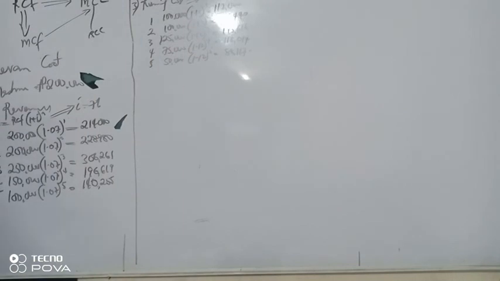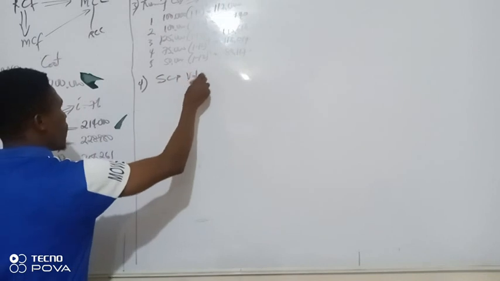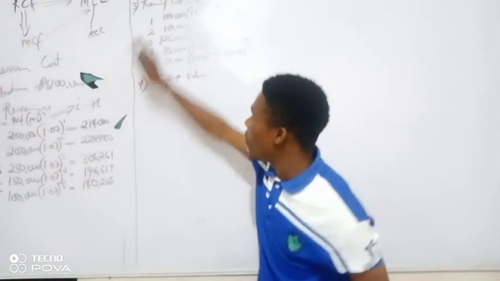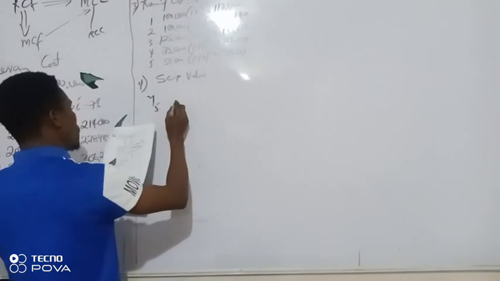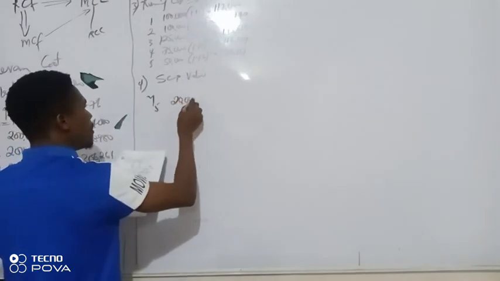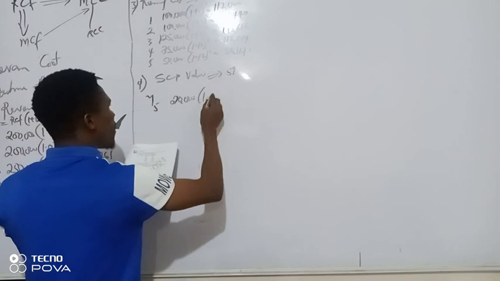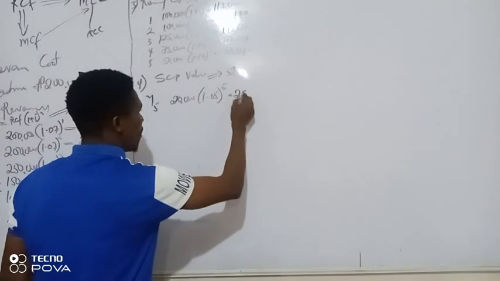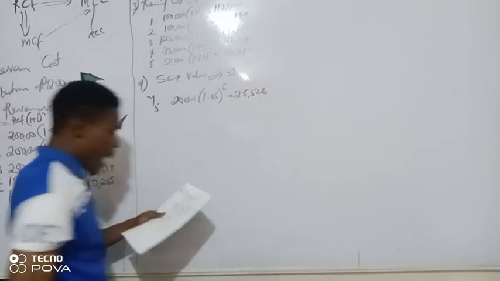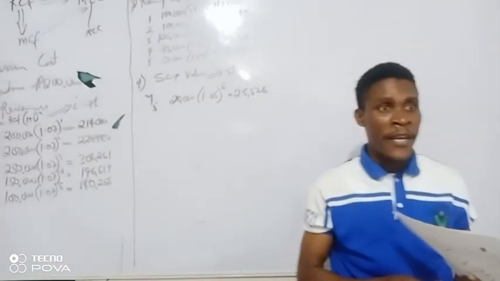So what next? Number 4, the scrap value. Don't forget, we do scrap value at the end of the project, so you don't need to do year 1, you just say year 5 alone. That will be 20,000 times (1 plus the scrap value inflation rate). The rate is 5%, so that will be 1.05 to the power 5, which is 25,526. And we are ignoring tax.